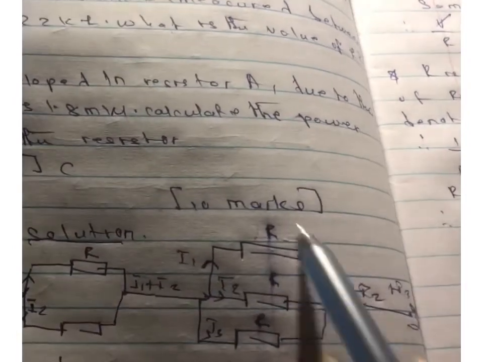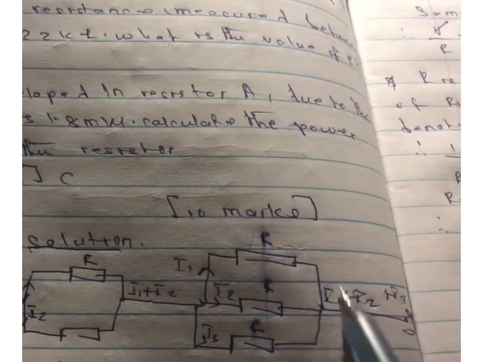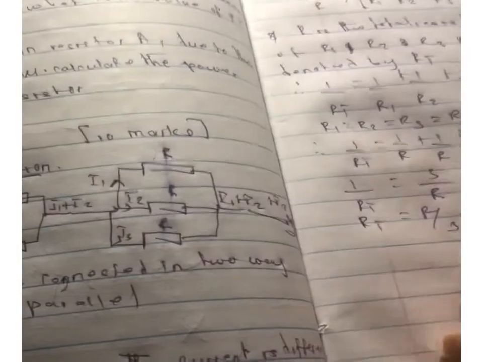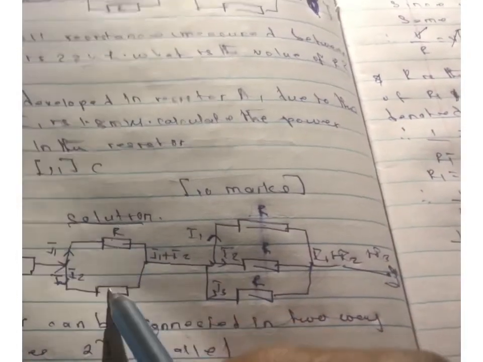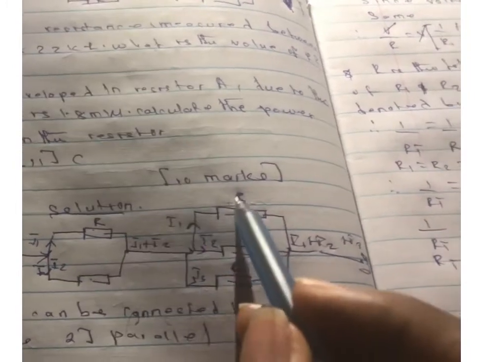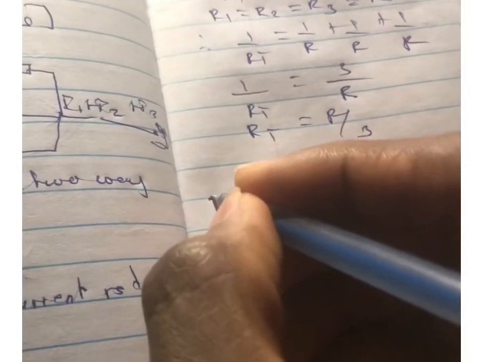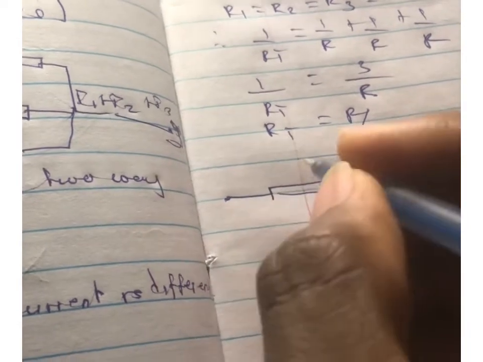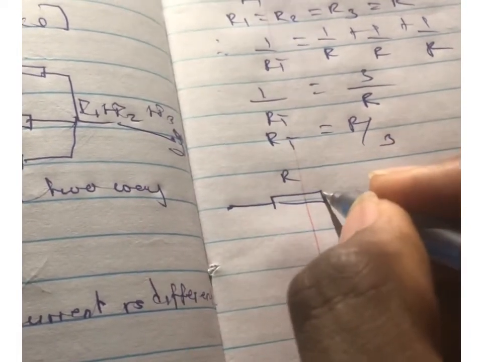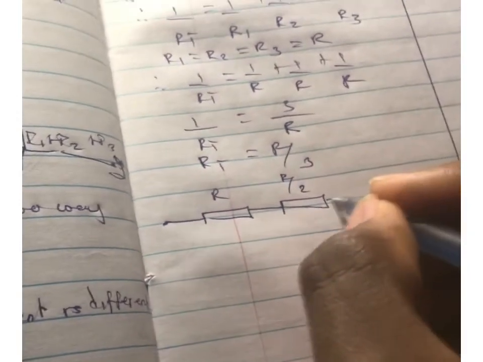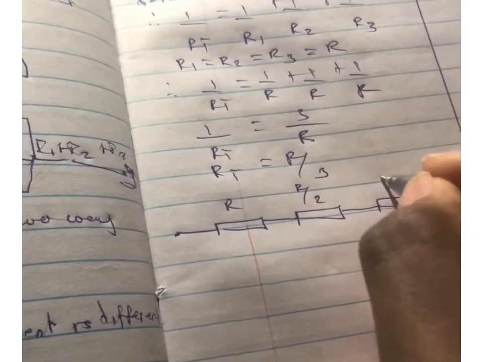So it means for this branch, when you resolve it, we are going to have R over 3. And same thing for here. Since we are having 2, then we are going to have R over 2. Since we are having R over 3 here, we are now going to have a new network: R, R over 2, R over 3.